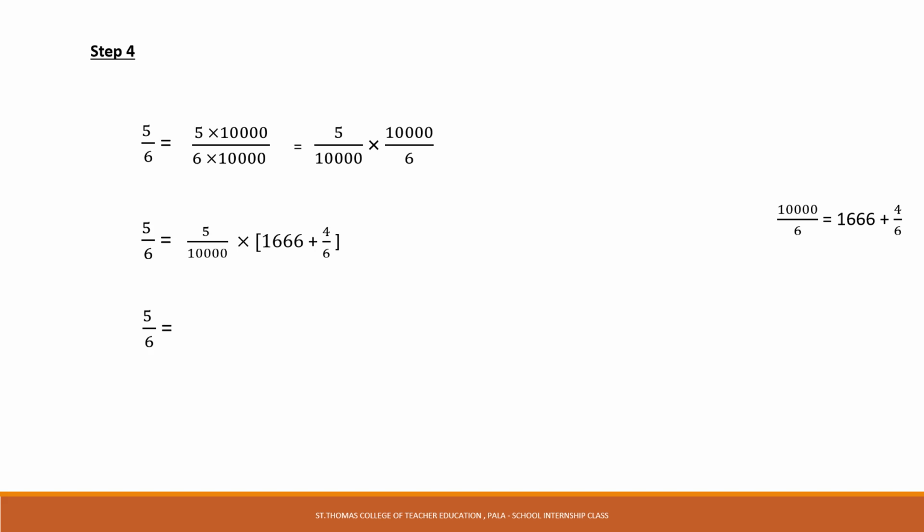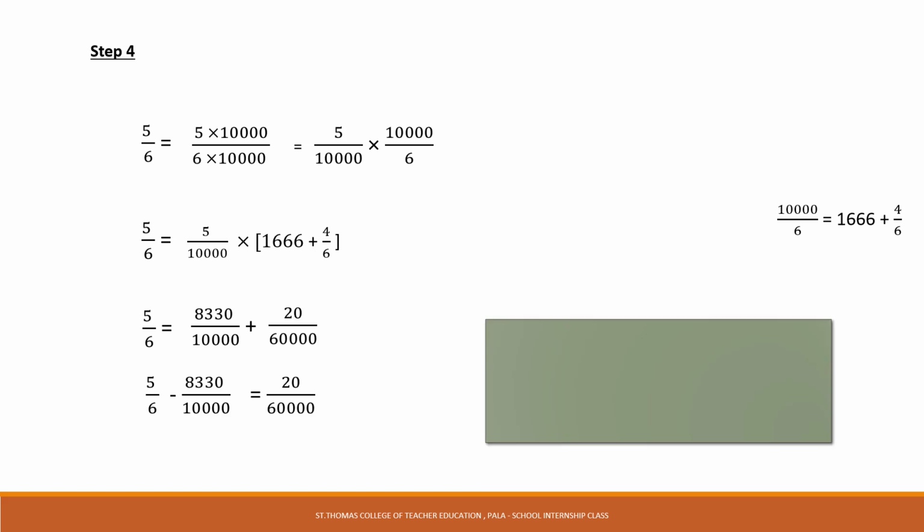And on applying distributive property, we get 8,330 by 10,000 plus 20 by 60,000. Again, on rearranging, we get the next equation as 5 by 6 minus 8,330 by 10,000 equal to 20 by 60,000, and we consider it as equation number 4.